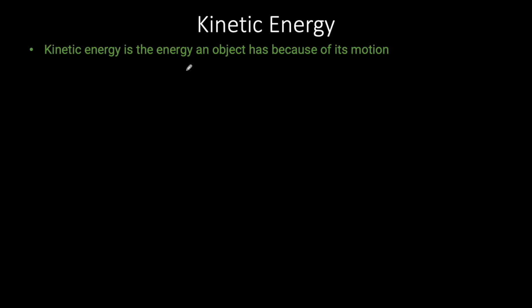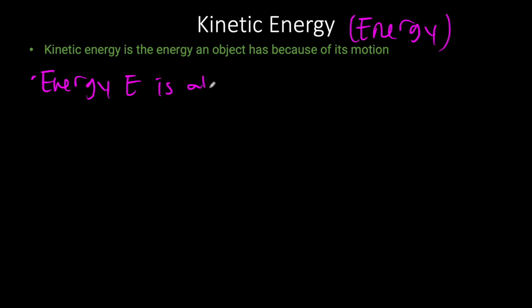Now let's talk about kinetic energy. So this is a type of energy, and same thing. Kinetic energy is the energy an object has because of its motion, and this makes sense, right? Because it has the word kinetic, right? So energy E is also a scalar quantity.